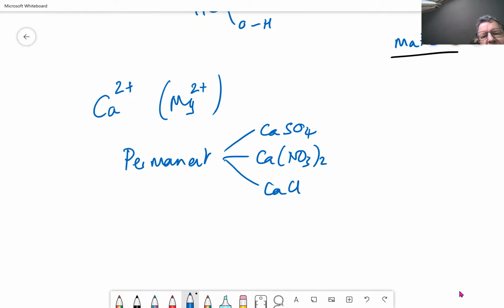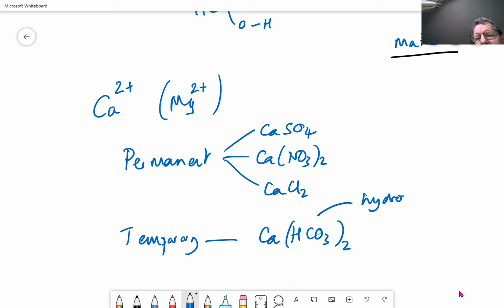Then we have what we call temporary. They are not actually permanent or temporary. Temporary is calcium or magnesium hydrogen carbonate, okay? Hydrogen carbonate, also called bicarbonate. Now, temporary hardness is removed by boiling.